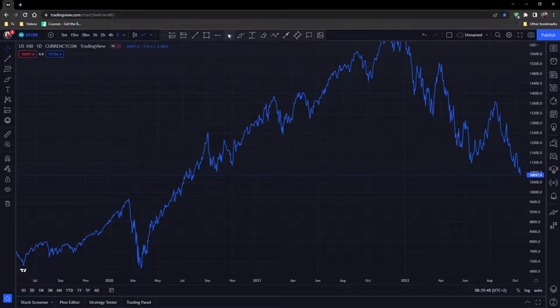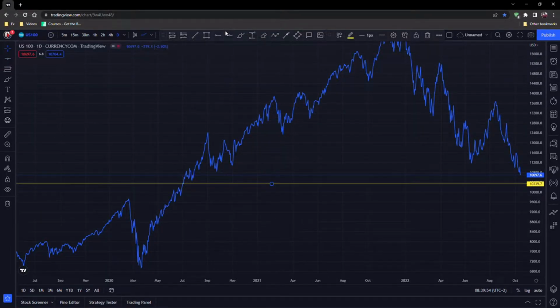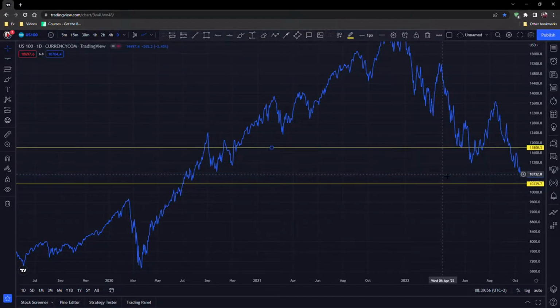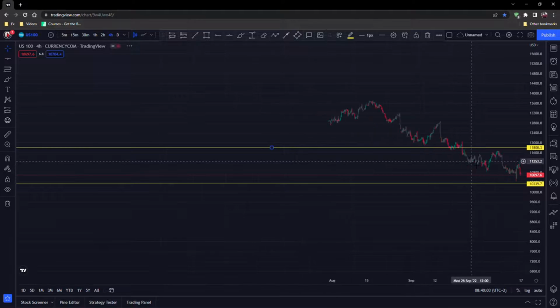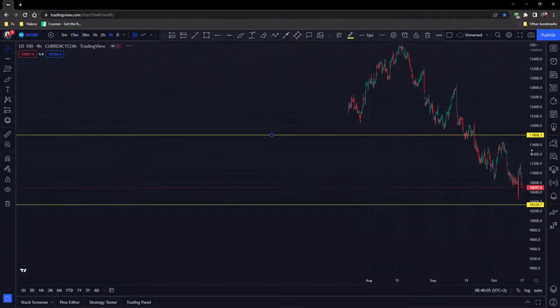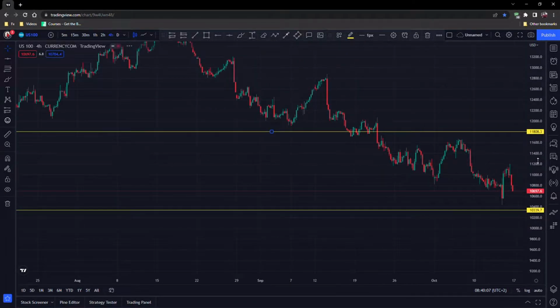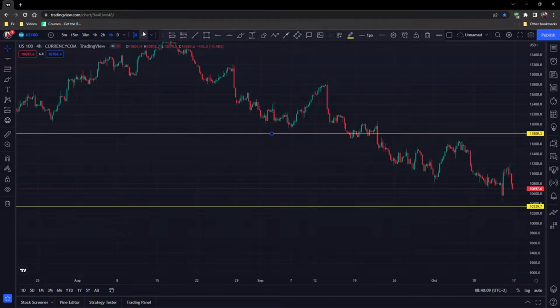Right now we are looking at US100, so we are gonna plot our low for the week and plot our high for the week. So now let's just go in on the far right. Let's zoom in a bit more. Let's go back to that.